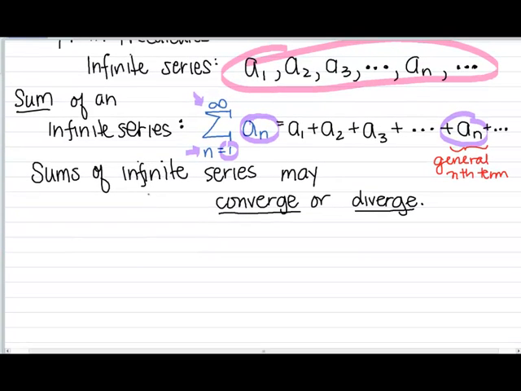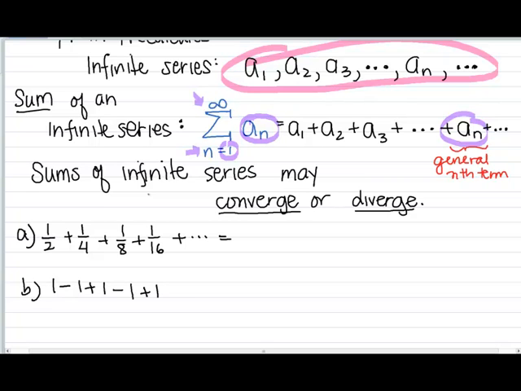I want us to first consider some special series. The first one, 1/2 plus 1/4 plus 1/8 plus 1/16 plus so on, going on forever and ever and ever. What do you think about this series? Does it converge or diverge? And then 1 minus 1 plus 1 minus 1 plus 1 minus, and again so on. Does this add up to something?